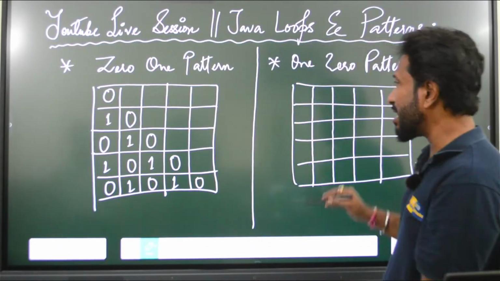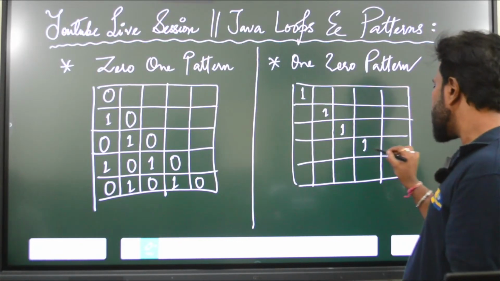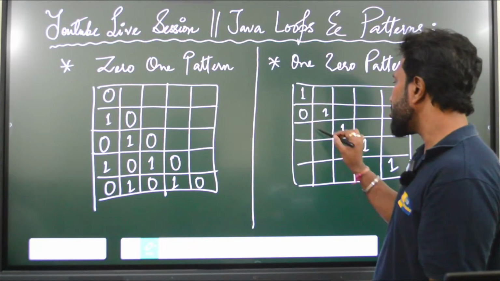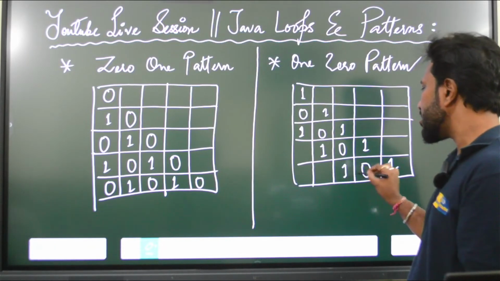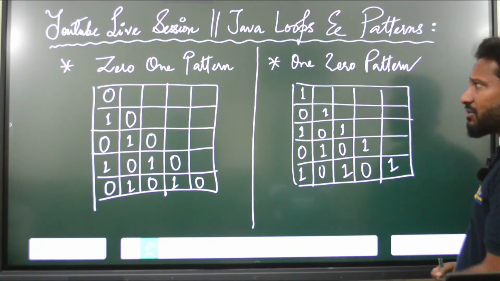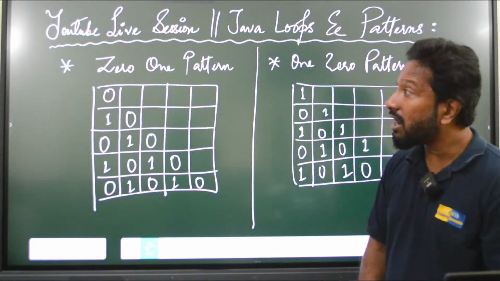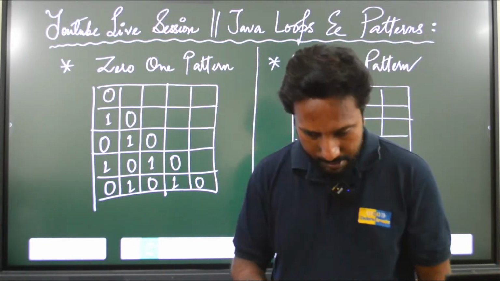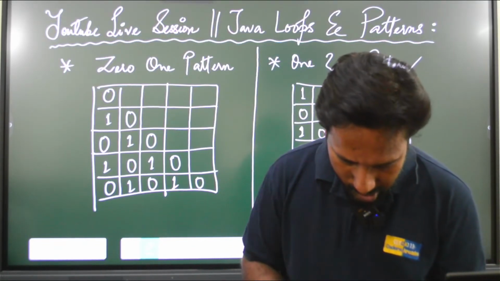The same thing can be written like this. The 1-0 pattern will start from 1, then comes 0 diagonally, then comes again 1 diagonally, then again comes 0 and then again comes 1. If you understand the concept, the code will be very easy to write. So I want any one of you to tell me the solution if you can.